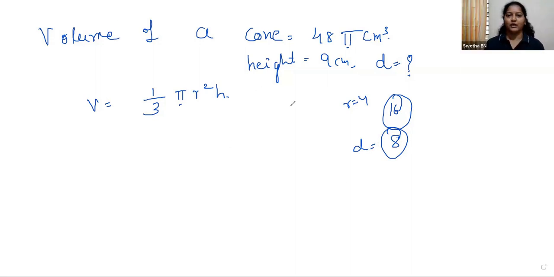Yeah, definitely. See, they have given the volume of the cone. That is 48 pi centimeter cube. Height is given. You have to find the diameter. And we know the formula of volume of cone. You should know all the formulas, children. Cone, sphere. Yesterday I gave sphere, hemisphere, cuboid, cube, cylinder, everything. So V is equal to 1/3 pi r square h is the formula. And they have given volume. Just substitute in place of V.